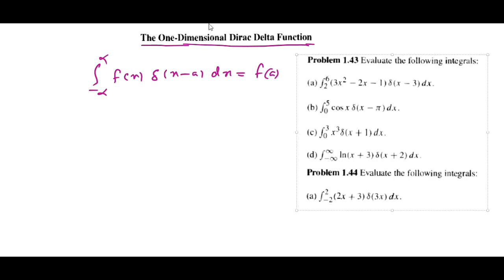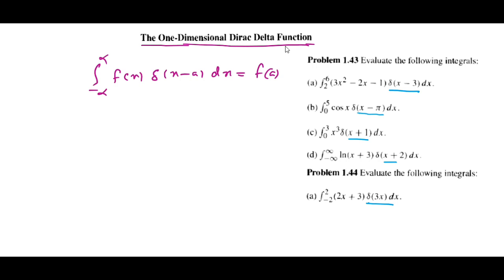The problems that we did in this session were this one. In these problems, the delta x minus 3, where the x has a coefficient 1, here also the x has a coefficient 1, here also the coefficient of x is equal to 1. But when we do problems like this one, delta 3x, where the x has a coefficient 3, then we will use a new identity.